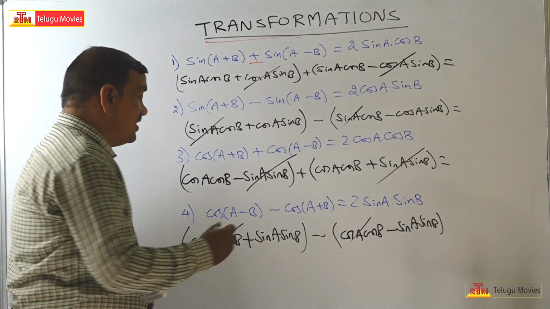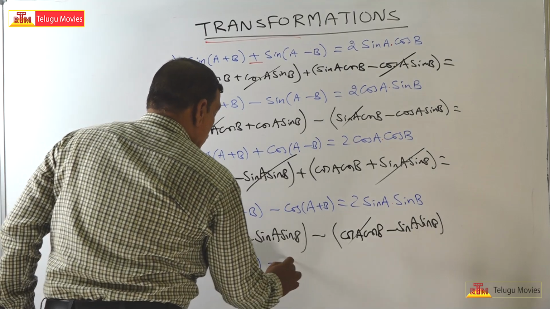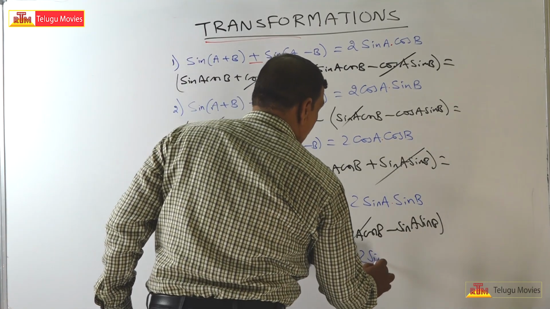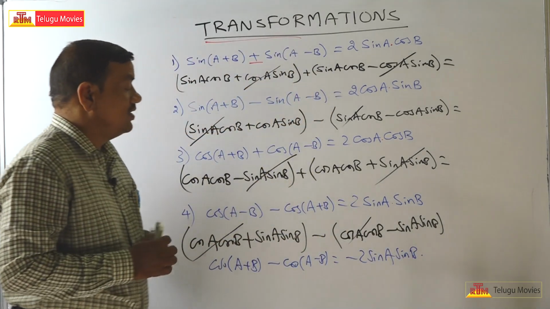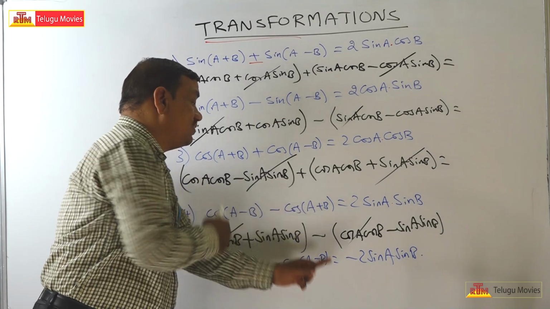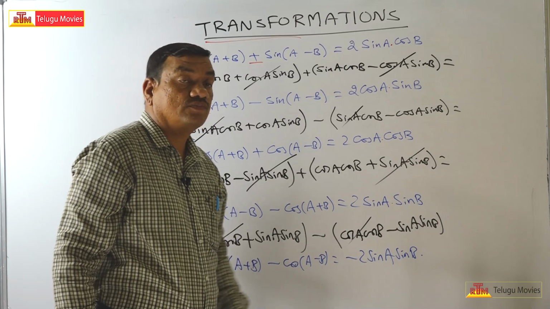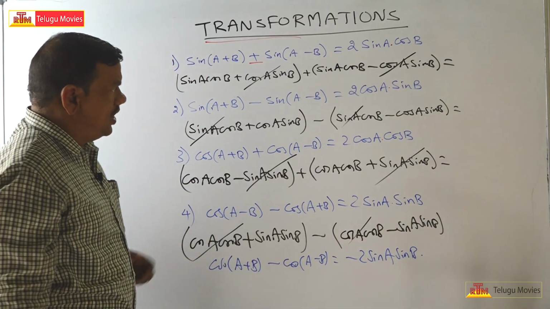If you write it generally as cos of a plus b minus cos of a minus b, then we will get minus 2 sin a sin b. That means if you reverse it, you get a minus sign. So if you want to avoid the minus sign, you write cos of a minus b minus cos of a plus b.